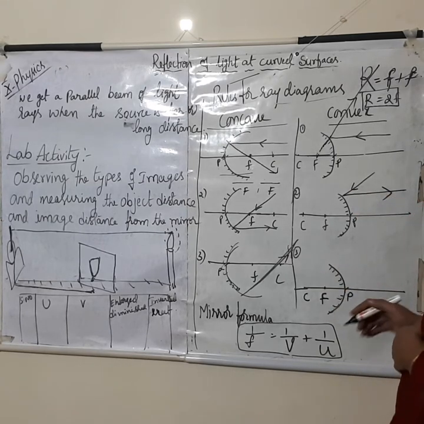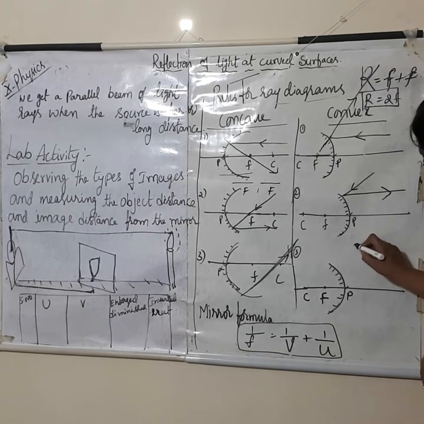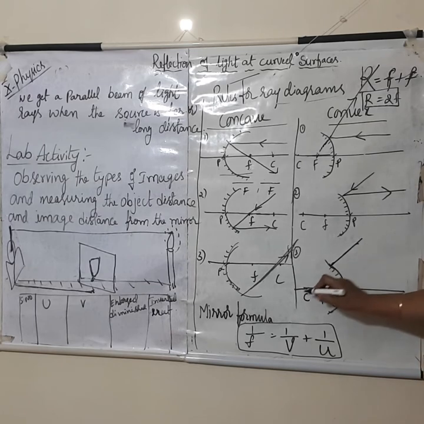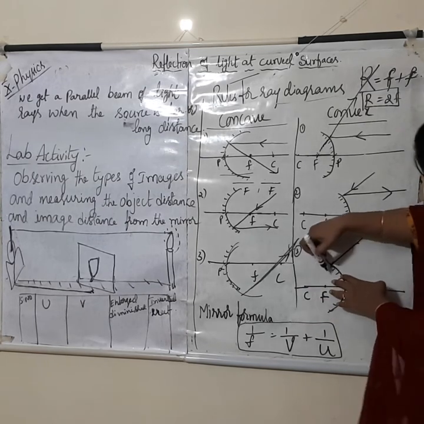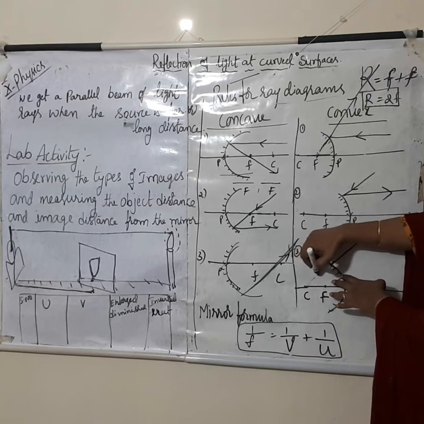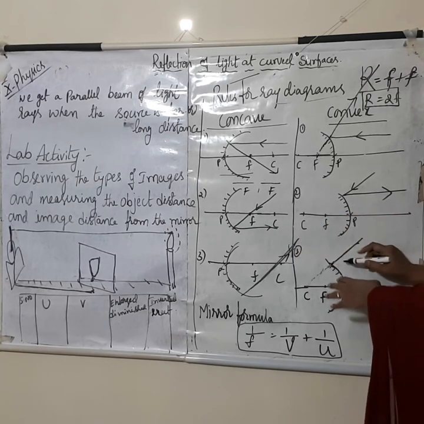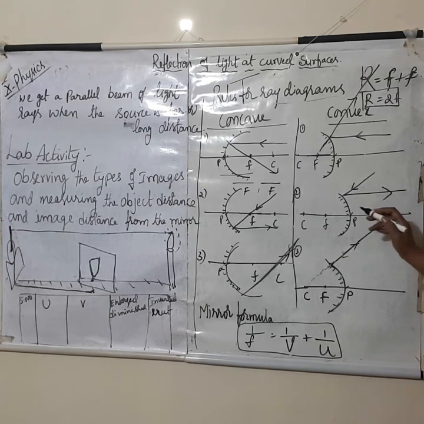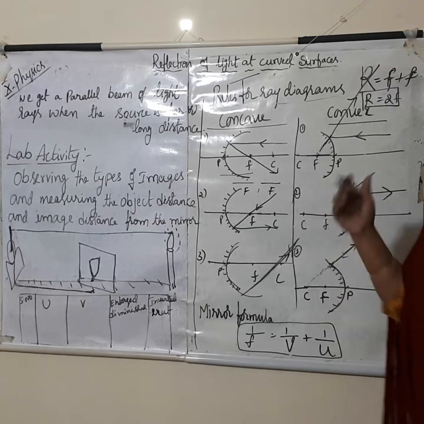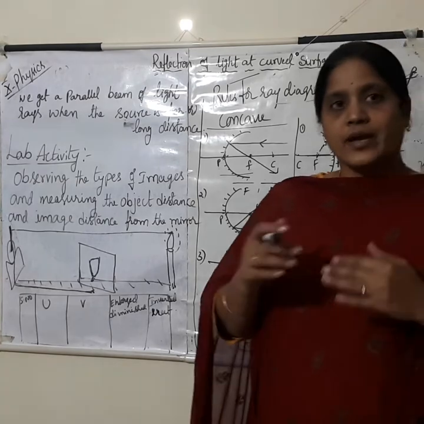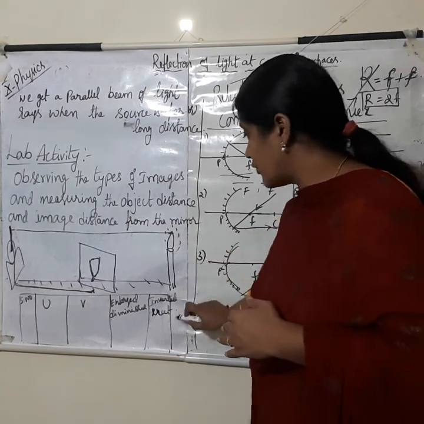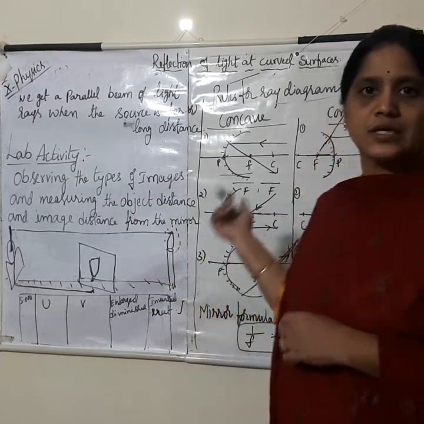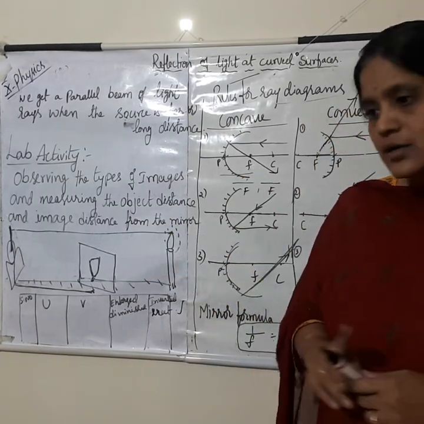Next, the third one. When a light ray is passing through the center of curvature, here it does not actually go, so you must represent it with dotted lines. Then the reflected ray also should pass through the center of curvature. So like this you must draw the ray diagram. Based on this, for this lab activity, we will find out once again by using these ray diagrams, how to draw the diagrams.